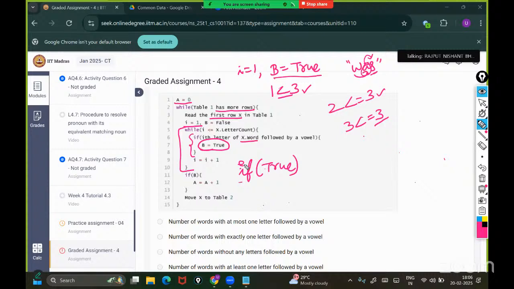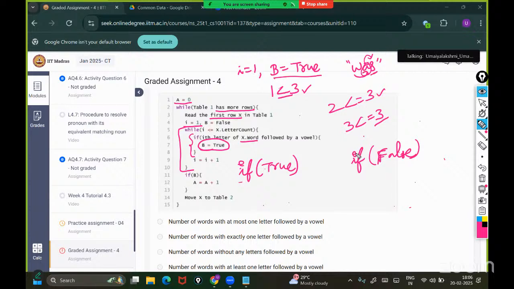Yes, ma'am, of course it will work. How about if B is false? No, it will not be incremented. Exactly. If we are checking the condition and it is false, it will not work like that.